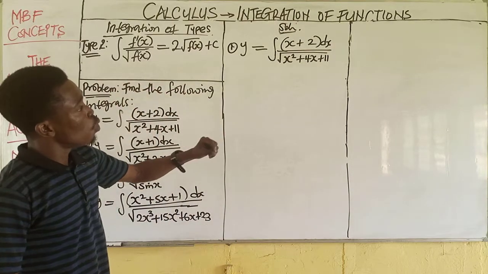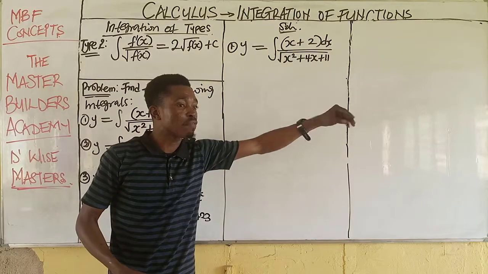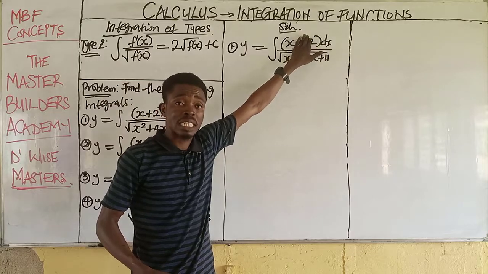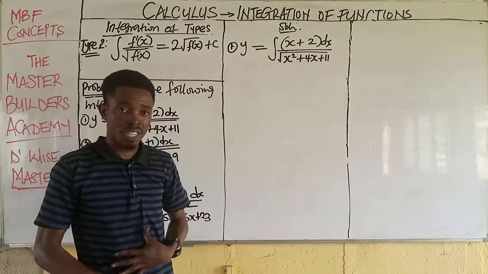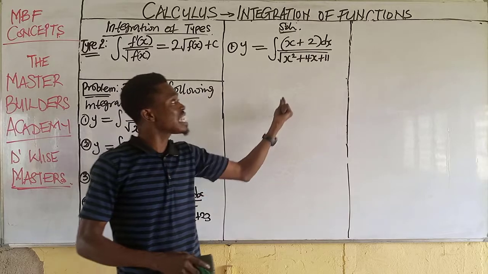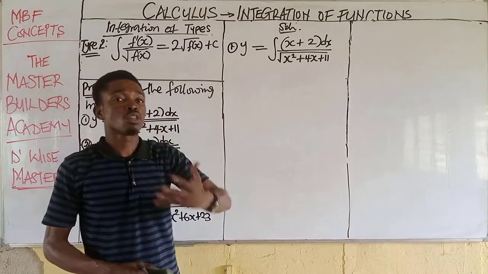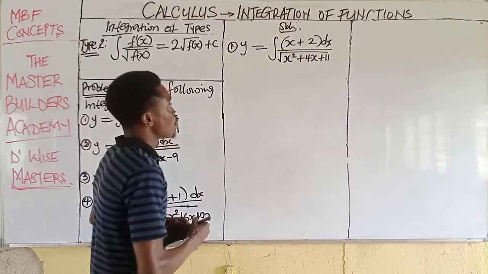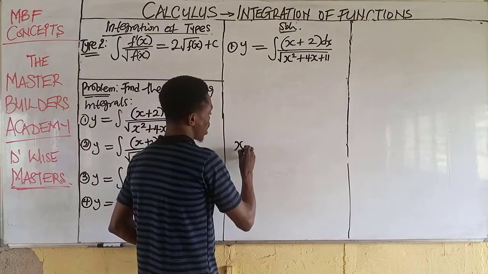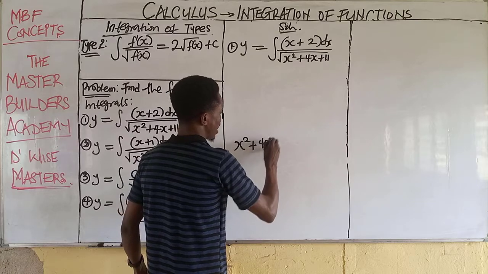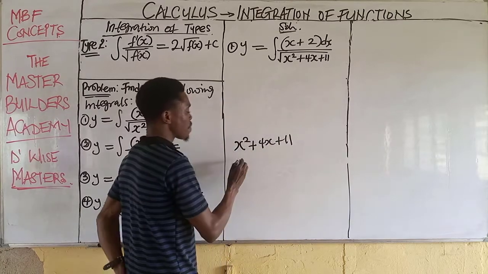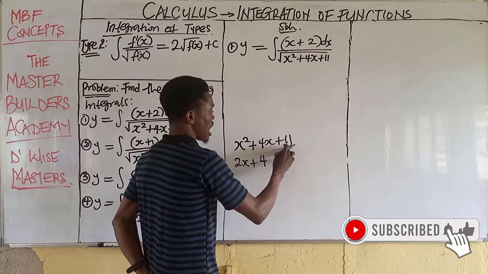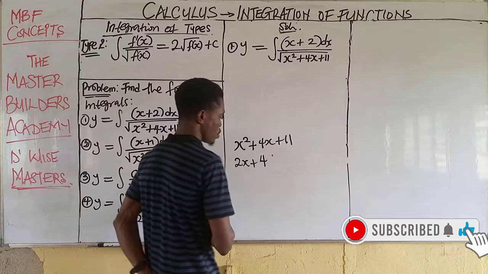Now the first thing you do is to identify the function you have at the numerator and the one at the denominator. At the numerator I have a function of x, equally at the denominator I have a function of x. So first is to try this with the substitution method. And how do we do that? All we simply need to do is to differentiate the denominator, only the function, without the square root. Now the function is x squared plus 4x plus 11. When we differentiate x squared, we have 2x. When we differentiate 4x, we have 4. And when we differentiate 11, we have 0.